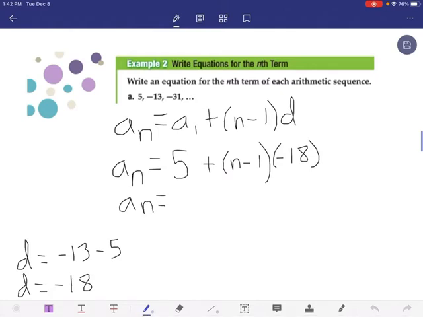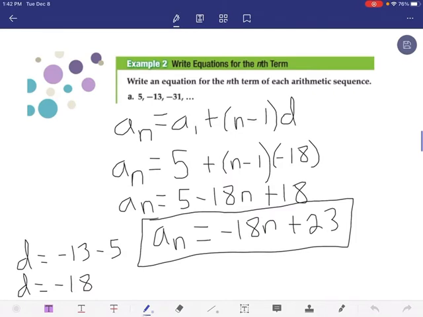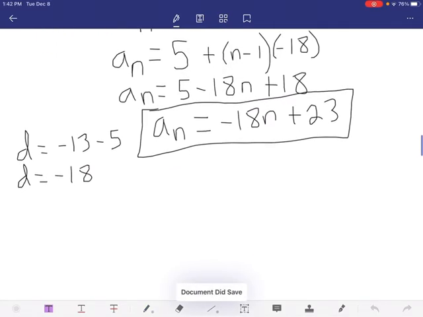So we would want to go ahead and distribute that negative 18 and then simplify. So we get negative 18n plus 23. So in order for me to find any term in that sequence, I could use that formula.